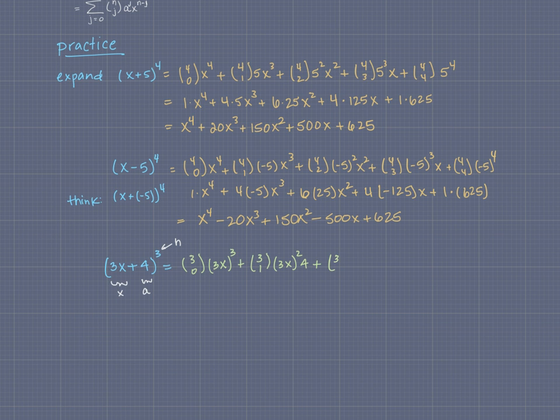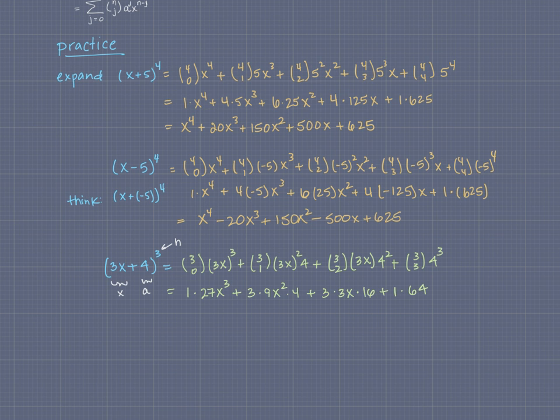Our second coefficient will be 3 choose 1, and the 3x is now raised to the 2nd power, times 4, which is raised to the 1st power. And then our third coefficient will be 3 choose 2, 3x is raised to the 1st power, 4 gets raised to the 2nd power, and our final coefficient is 3 choose 3 times 4 to the 3rd power, and no 3x here because it would be 3x to the 0 power.